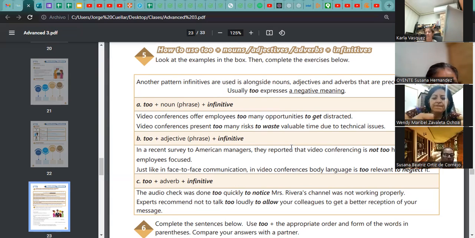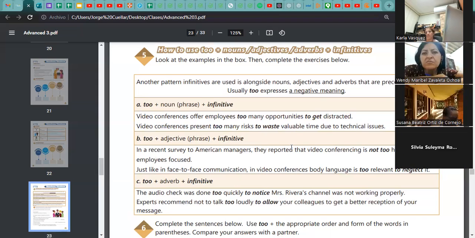First, too plus noun plus infinitive. Continue? Yes, please. Okay. Example: video conference offers employees too many opportunities to get distracted. Video conference presents too many risks to waste valuable time due to technical issues.